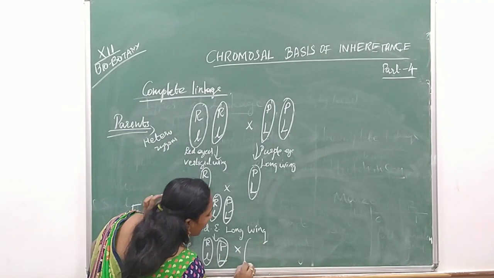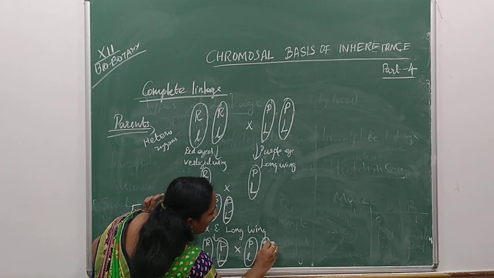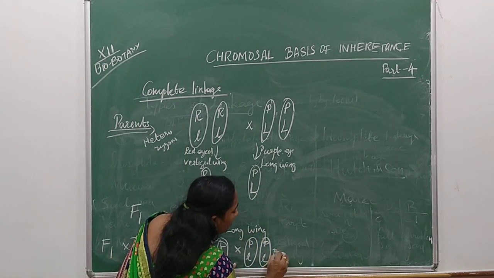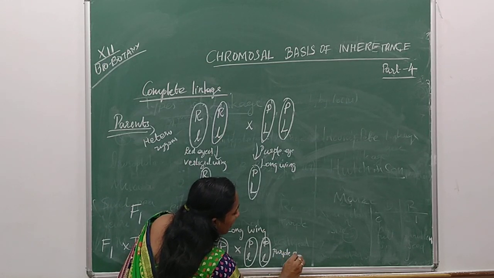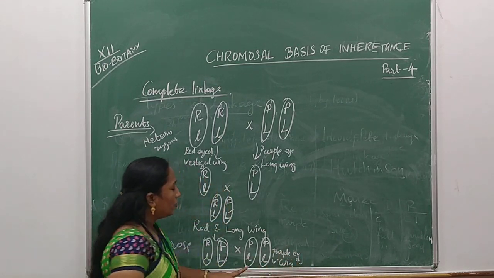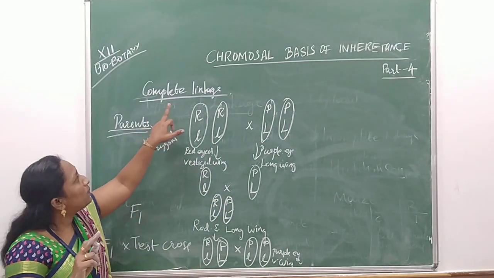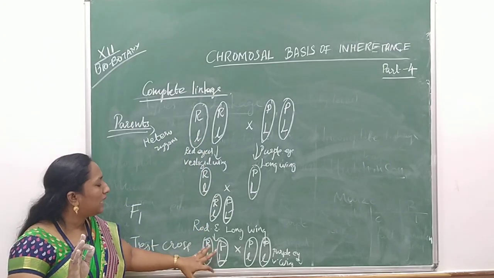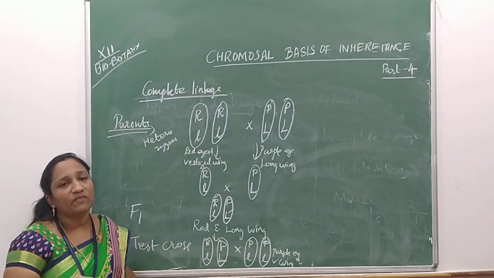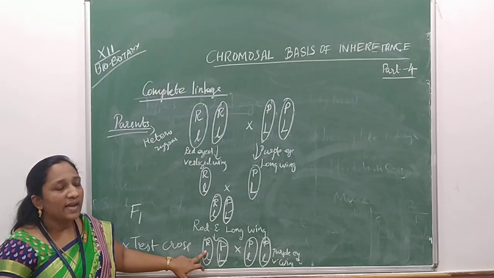What is the double recessive parent? P and small l, P and small l. So this is the double recessive parent: purple eye with vestigial wing. So here you have to watch. This is a complete linkage. The genes are completely linked, so we cannot separate them. There is no chance for recombination in gamete formation, so the gamete will be as it is.